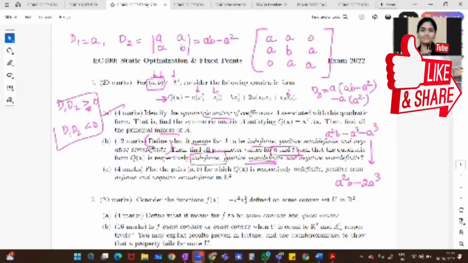But for positive semi-definite, you will write D1 is greater than or equal to 0. So my A is greater than or equal to 0. Now tell me about A and B for the rest of this. Got it. So B minus a is greater than or equal to 0.